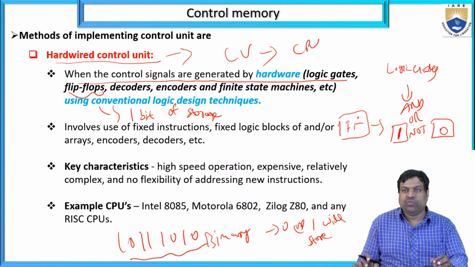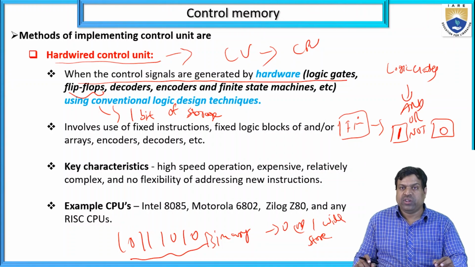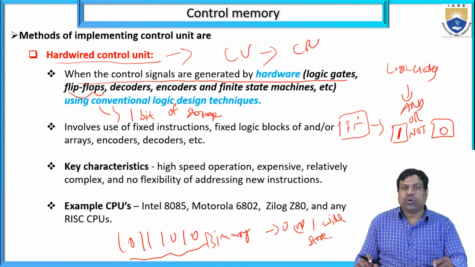So what is the hardware involvement of the CPU and of the arithmetic logic unit? That is called the hardwired control unit. Software is also there; we will discuss that next. Hardwired means hardware, ICs: logic gates, flip-flops, decoder, encoder, and finite state machine, etc. It involves fixed instructions, fixed logic blocks of AND-OR arrays, encoders, decoders, etc. These all belong to integrated circuits.